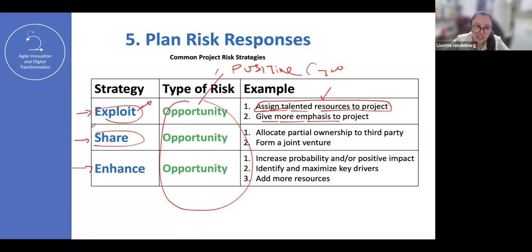Another strategy is sharing. When you share something good, if you don't have the capability, okay, let me ask my partner, hey, can you come here? We have a huge purchase order here. That is sharing the opportunity. It's allocating partial ownership to a third party or creating a partnership like a joint venture. Those are examples. For the exam, you don't need to know the examples, but you need to understand the concept. And last but not least, enhancing something good. It's about increasing it one more time, identifying and maximizing key drivers. It's the same idea, and adding more resources.